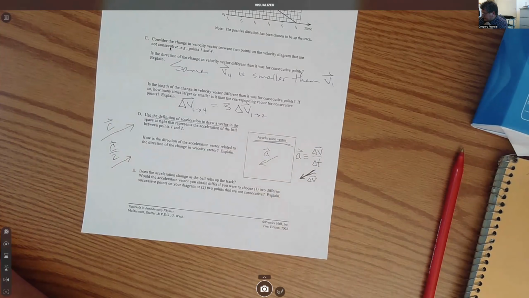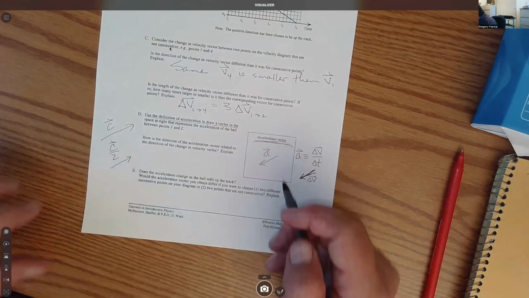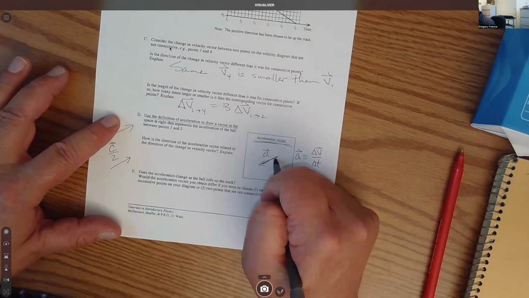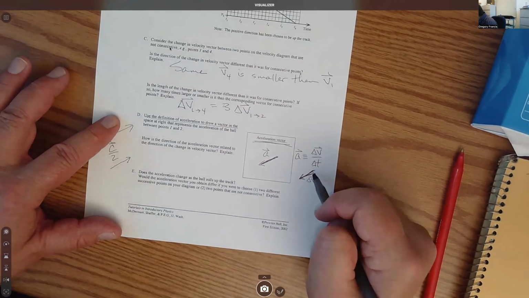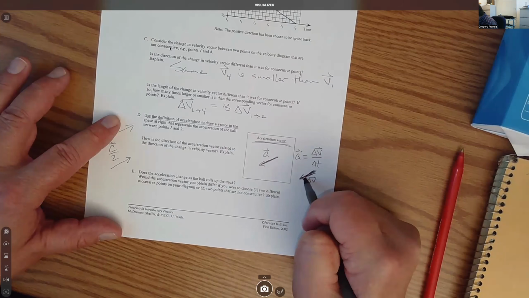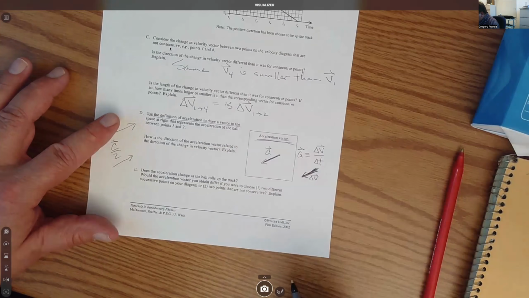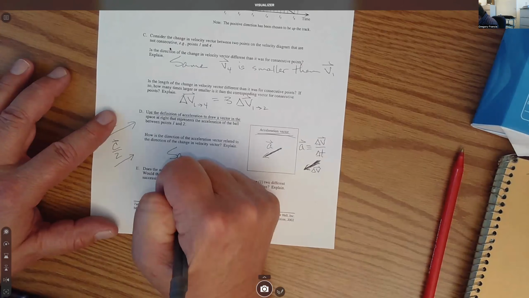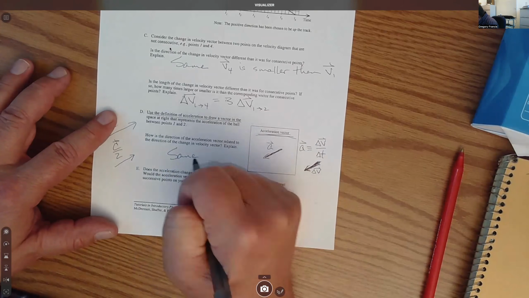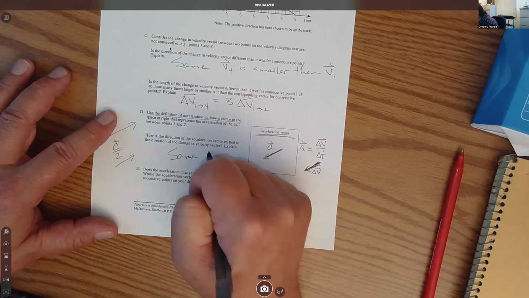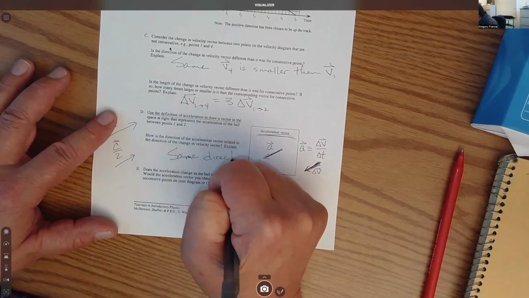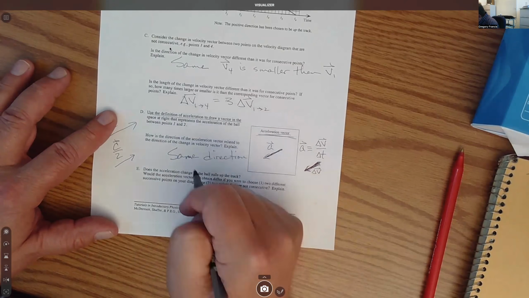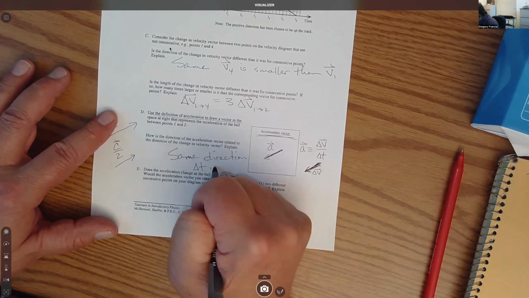It's only if we multiply or divide by a negative number that we can change the direction. And so that means that the acceleration vector must always, always, always be in the same direction as the change in velocity vector. These will be in the same direction. And the reason is delta t is positive.